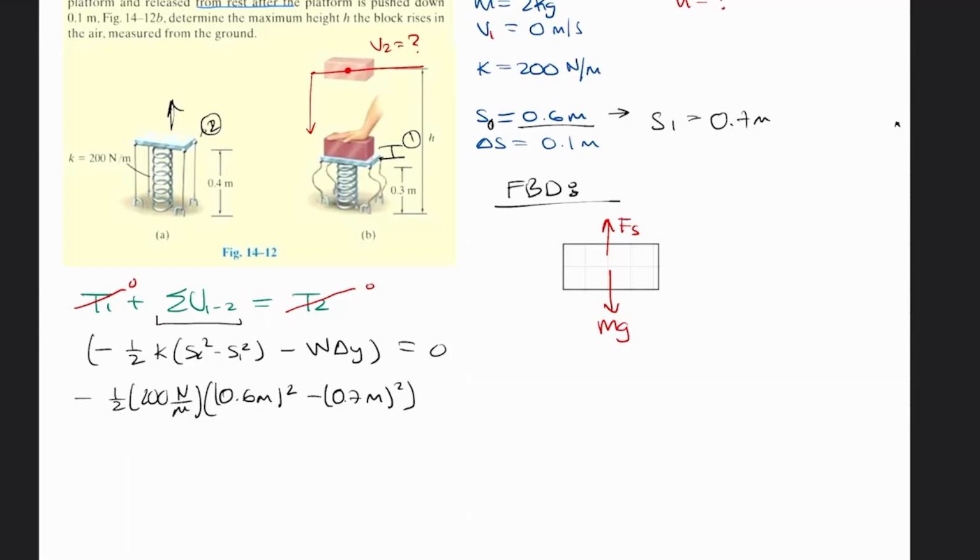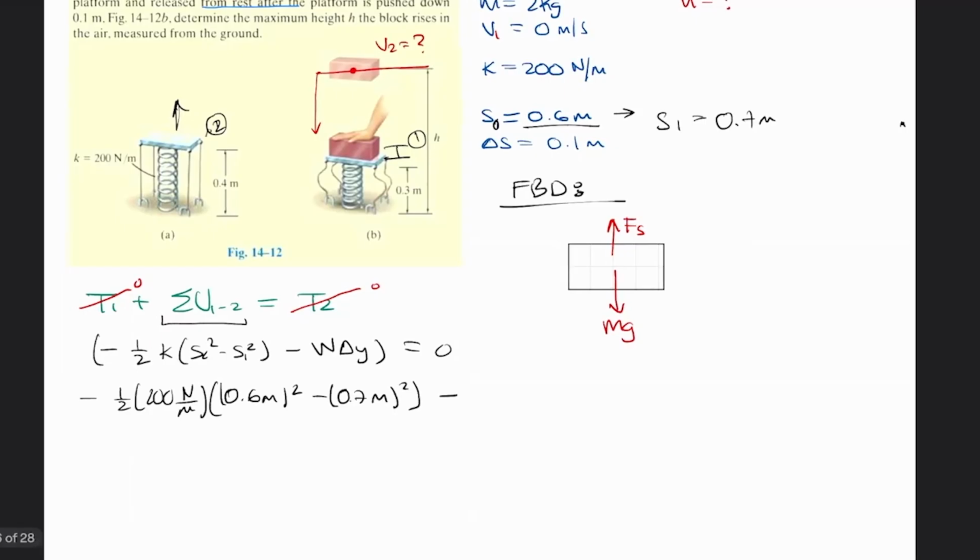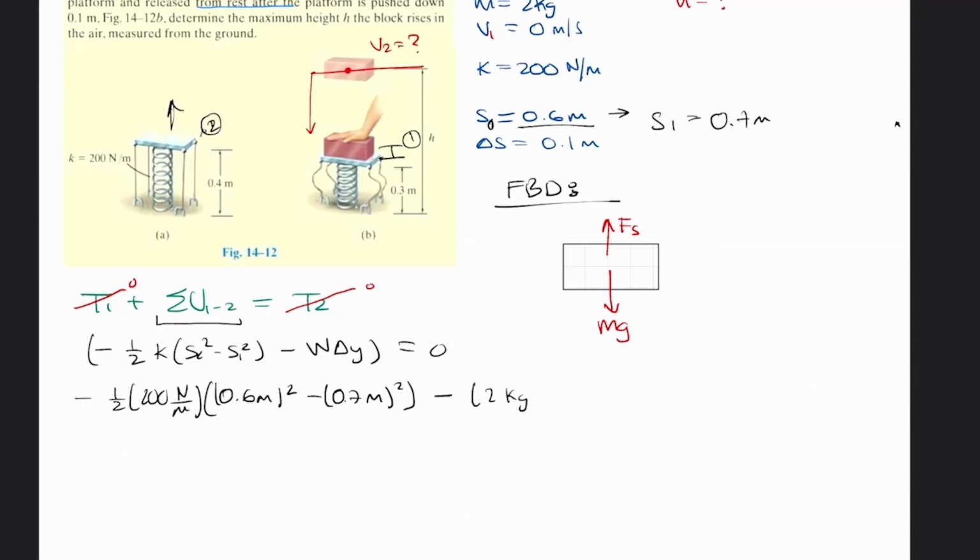So we have these values right here. And then this is minus the weight. So that is 2 kilograms times 9.81 meters per second squared times the change in height, which will be h minus the 0.3 initial meters that you can see it was already compressed. So we're gonna find the total height right there. And this equals 0.